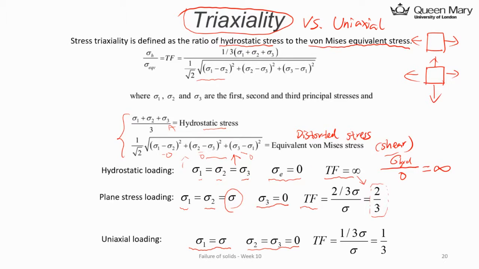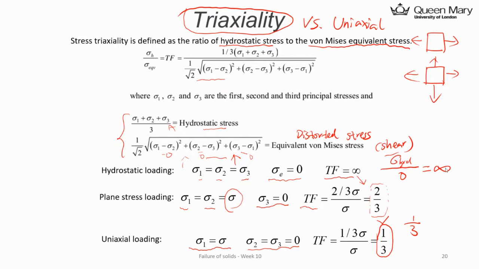Now you get this 1/3. So in this case, actually, this is the smallest triaxiality. For uniaxial loading, you get the smallest, but even the smallest still has a value, a third. That means you only load the material in one direction.